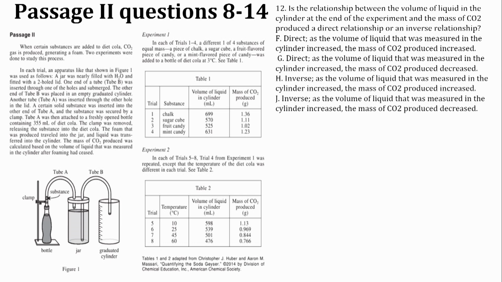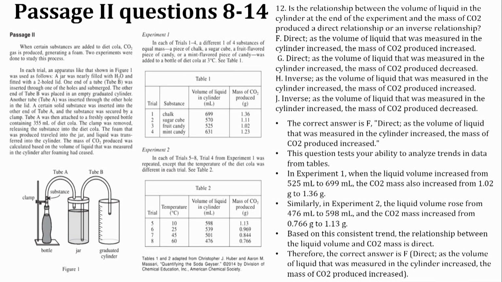This says, is the relationship between the volume of liquid in the cylinder at the end of the experiment and the mass of CO2 produced a direct relationship or an inverse relationship? Those are our answer choices, but the correct answer is F. It is a direct relationship. As the volume of liquid that was measured in the cylinder increased, the mass of CO2 produced increased.